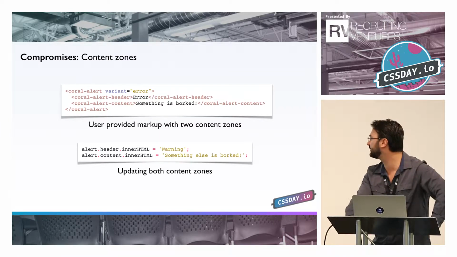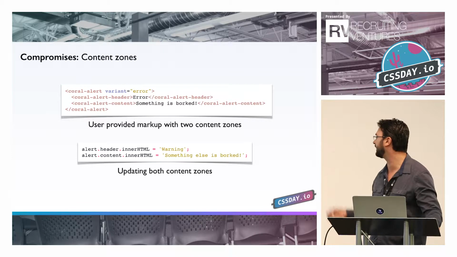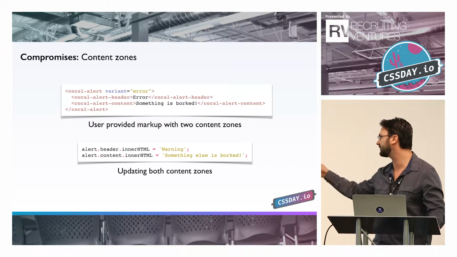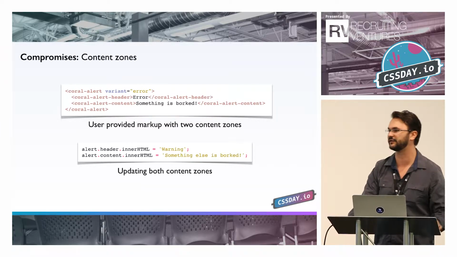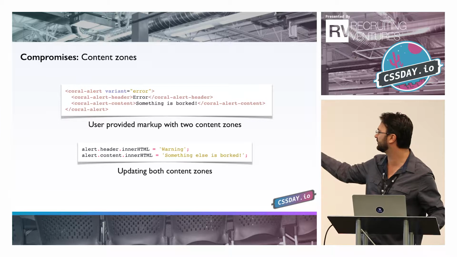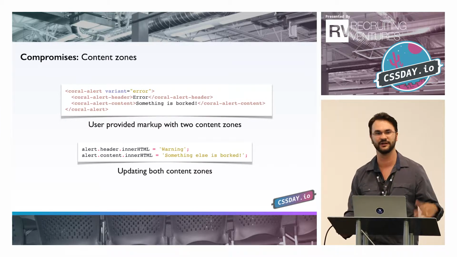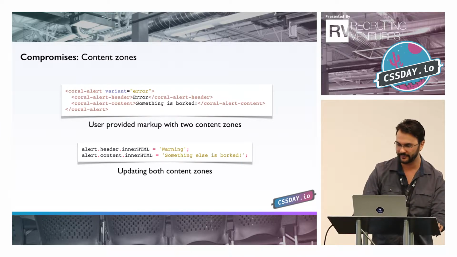So this convention also lends itself nicely to multiple content zones. So in this case, we've got a header which has error, and we've got the content, and then we've got references to both the header and the content later on the instance that we can update. And again, you don't have to use the reference on the JavaScript instance. You could just put an ID on either one of those content zones and then query it with jQuery or document query selector, and then change the inner HTML.